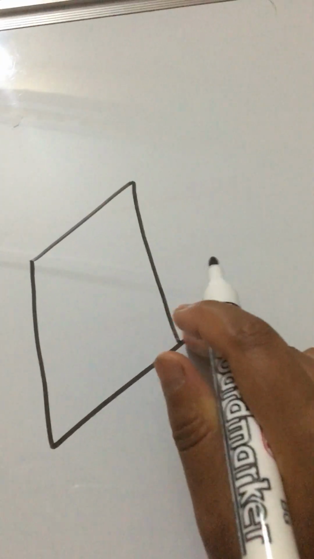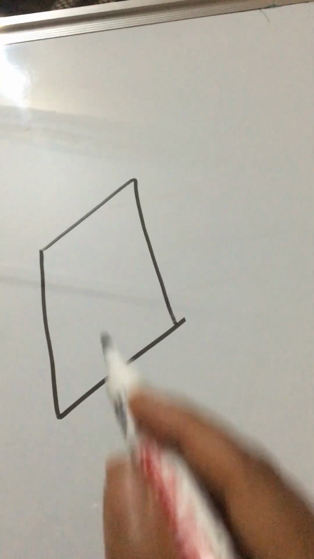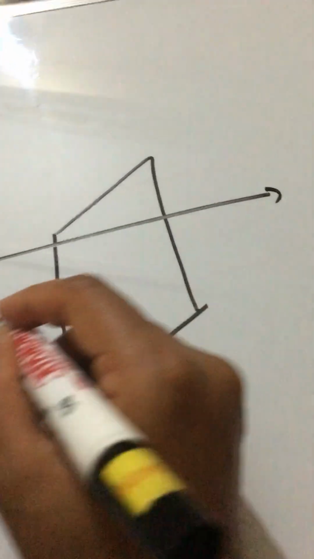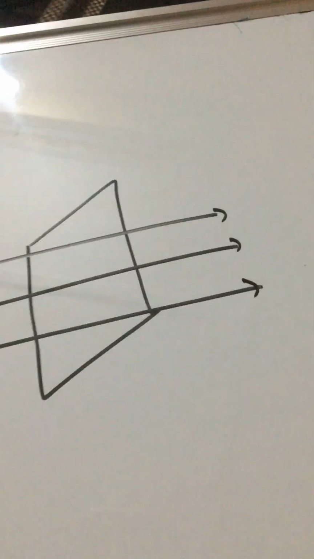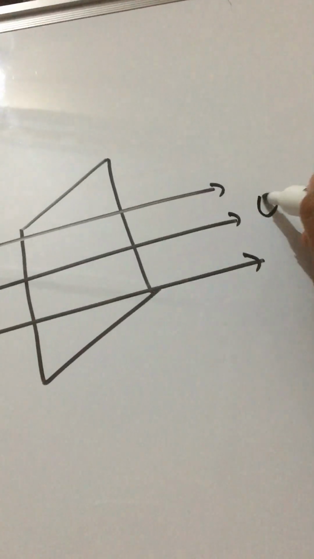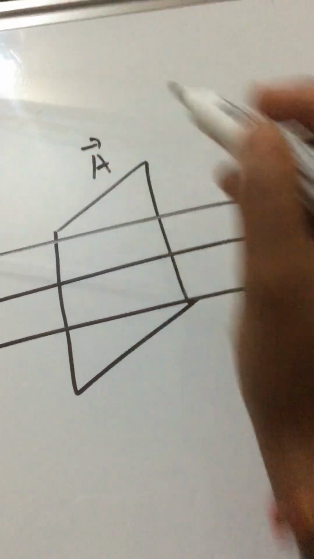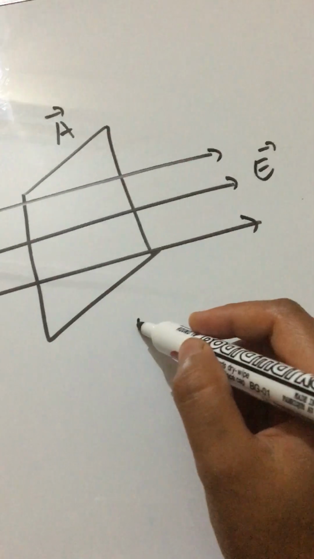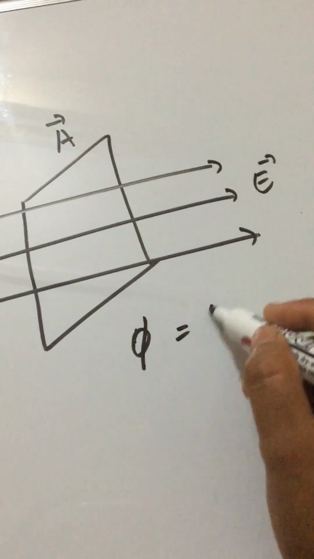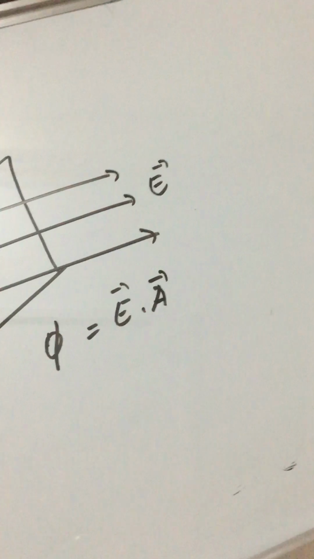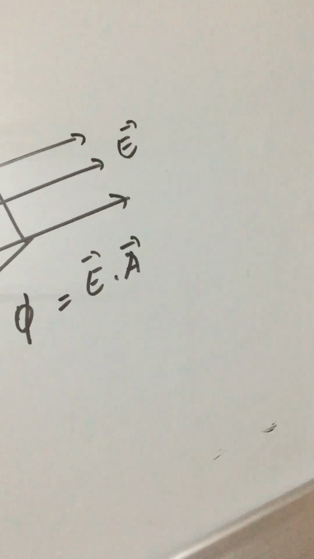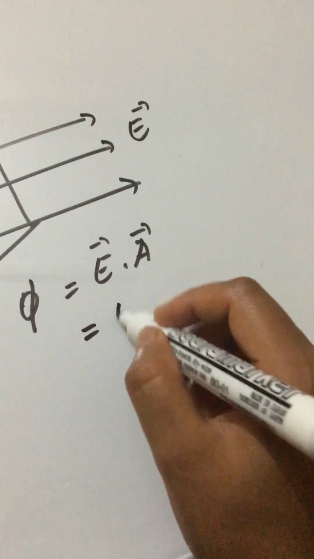Let's say this is in the YZ plane. Okay, uniform field again. Let's say it is in the uniform field. Okay, electric field is uniform. Let's say the area is this one. All right, now what is the flux? Flux is what? E dot A, right? Fine. Okay, now what is the angle between E and A?